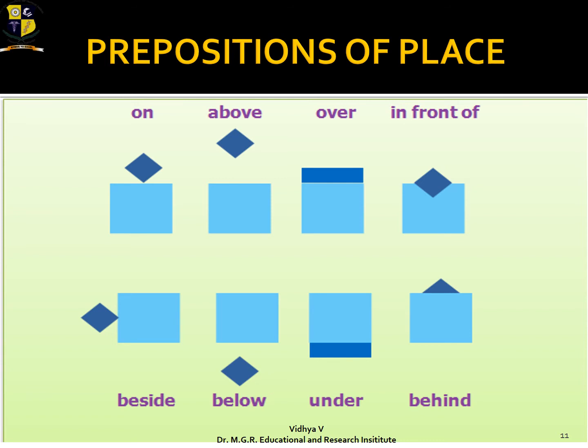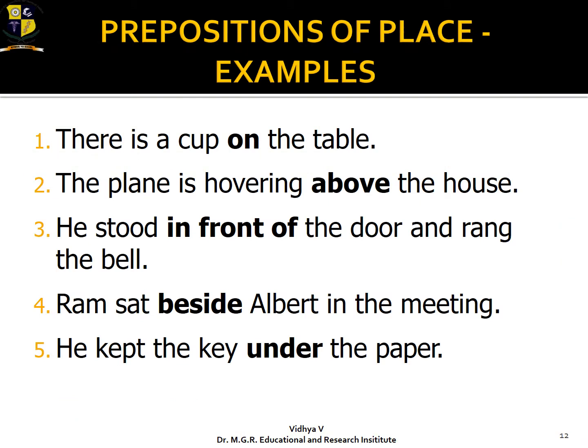Under is completely covering the surface, and behind is behind the object. So here are some of the examples of prepositions of place. So there is a cup on the table. The cup is just somewhere on the table, so you say on the table. The plane is hovering above the house. So it's not touching the house, it's hovering, so it is above the house.